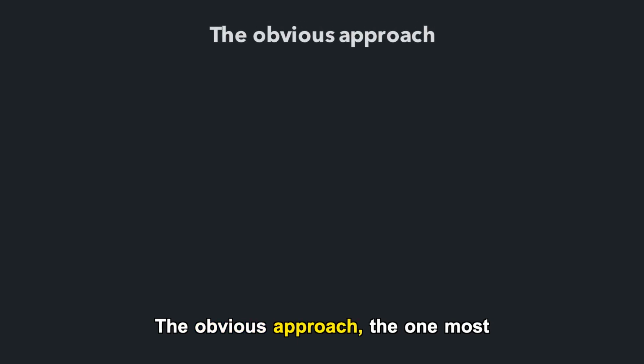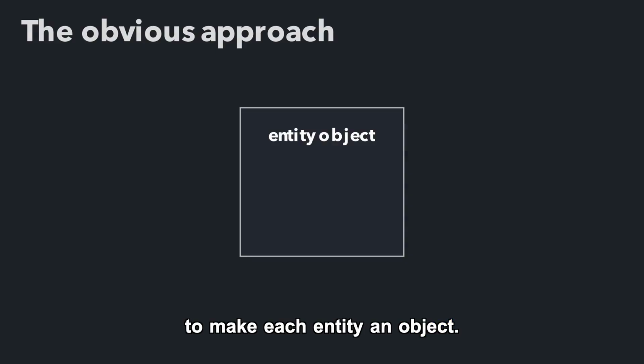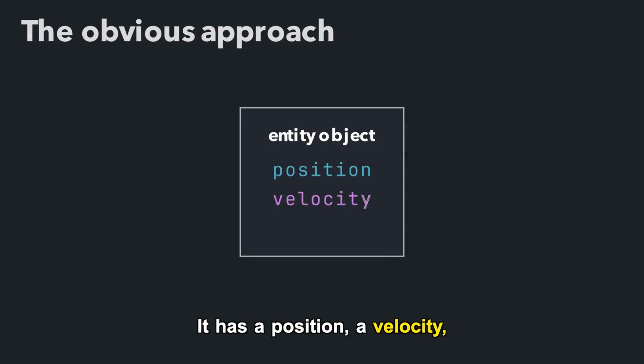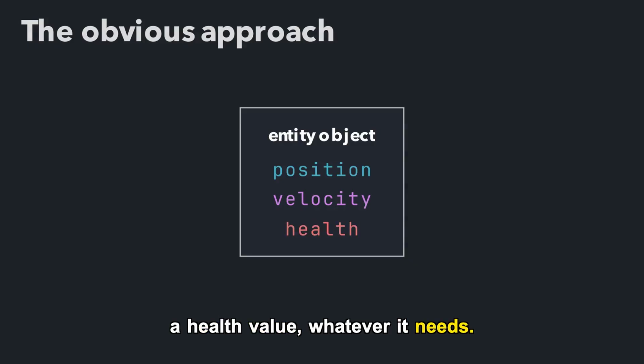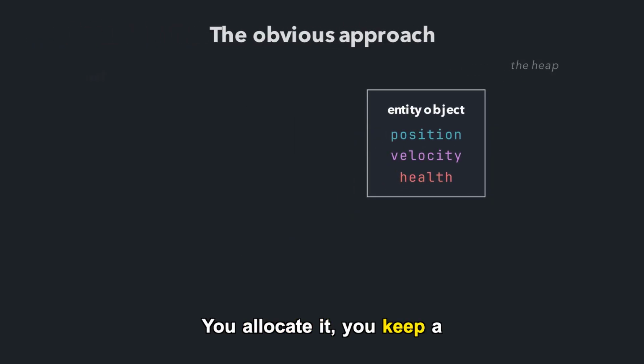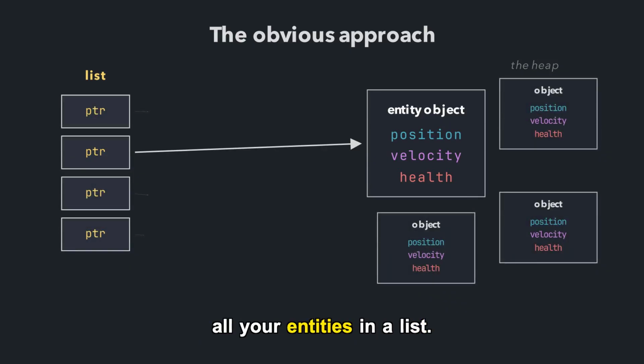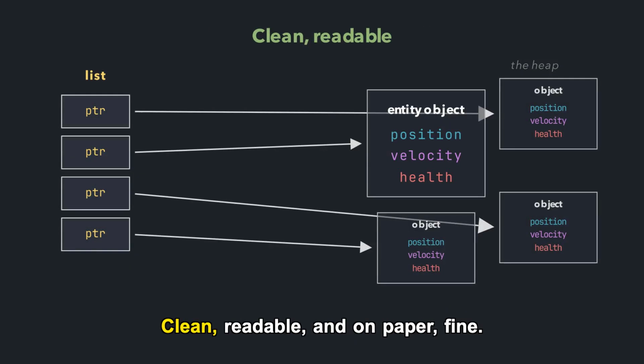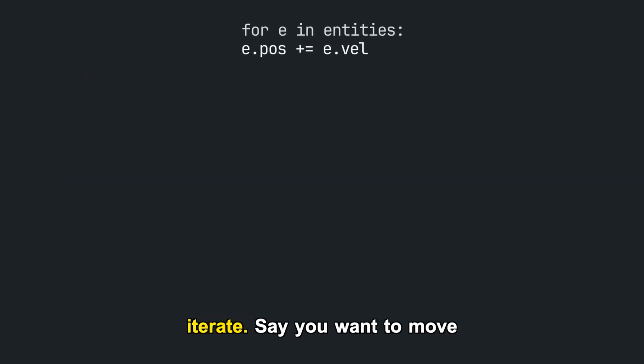The obvious approach, the one most of us reach for first, is to make each entity an object. It has a position, a velocity, a health value, whatever it needs. You allocate it, you keep a pointer to it, and you store all your entities in a list. Clean, readable, and on paper, fine. The trouble shows up when you iterate.